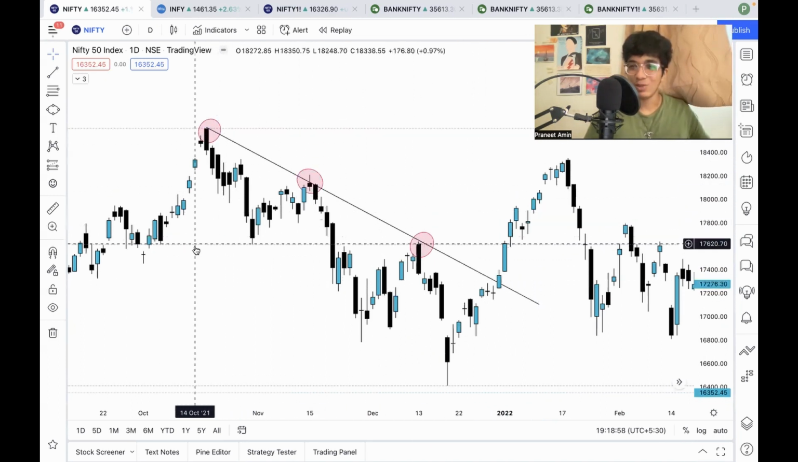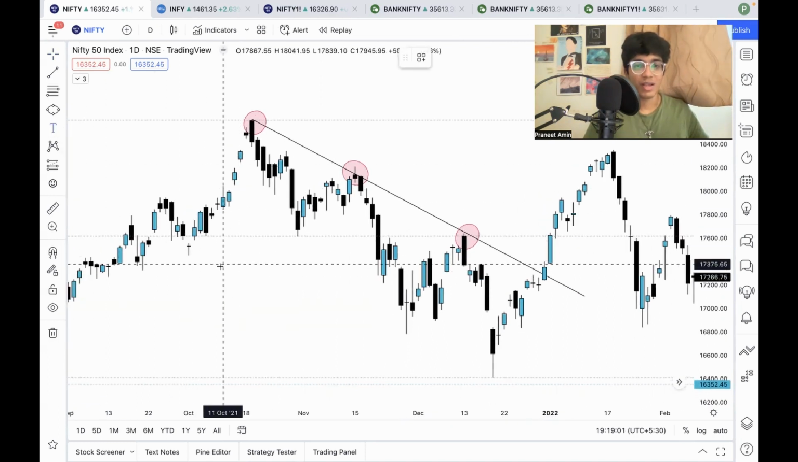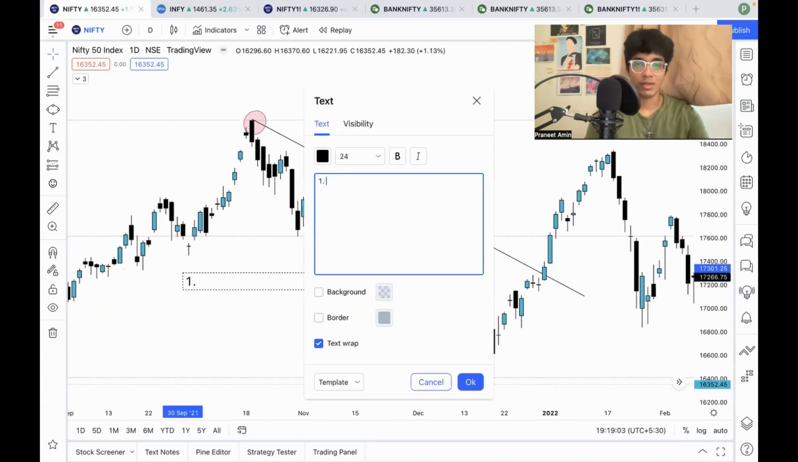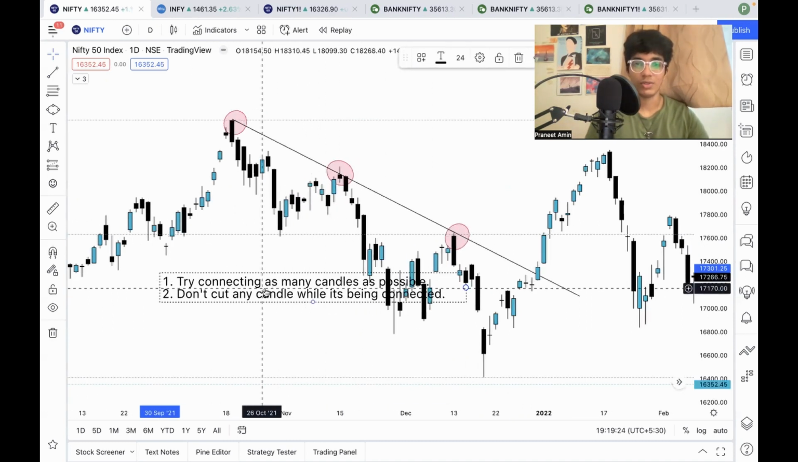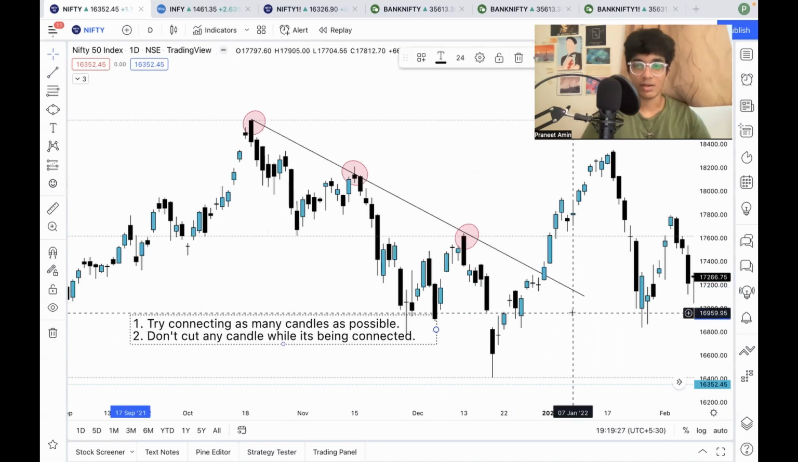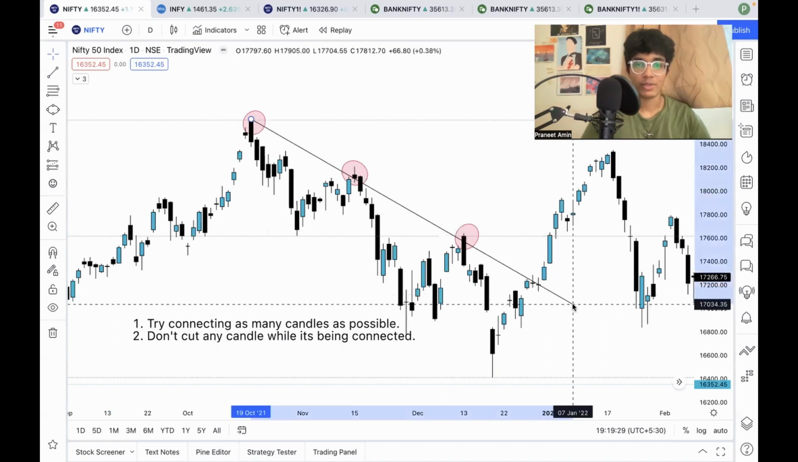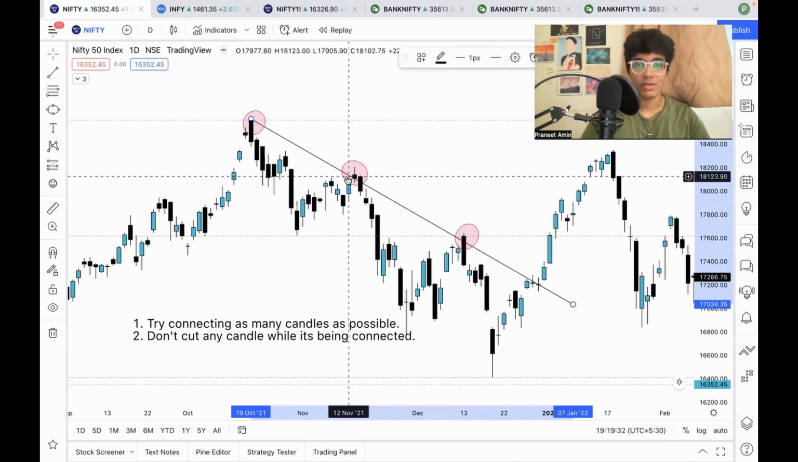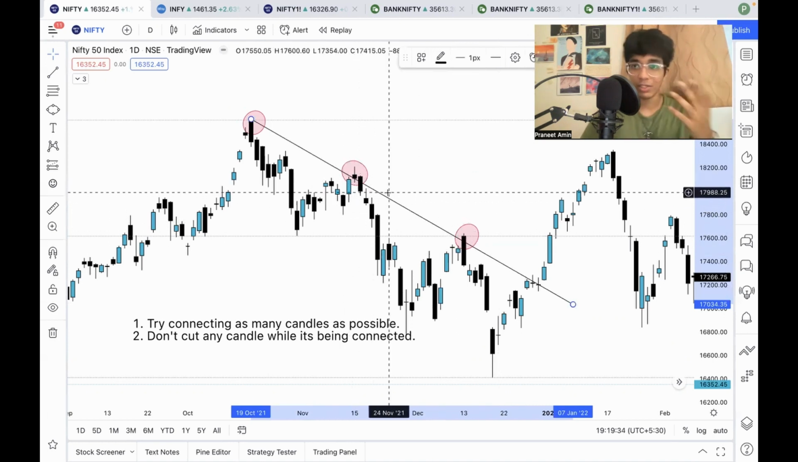But there are two very simple rules, right? And I'll just write them down for you. One, try connecting as many candles as possible in the trend line. The second rule is don't cut any candle while it's being connected. So basically, any trend line should not have any candle that's cut in it. What I mean is that, let's say this should not happen. If this was a trend line, assume the trend line is going within the candle. This is something that you have to avoid.